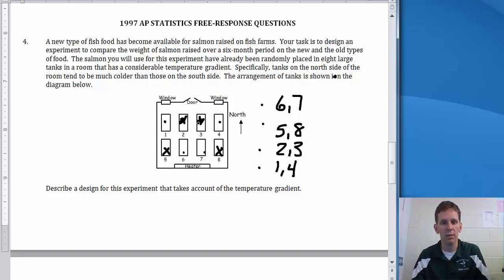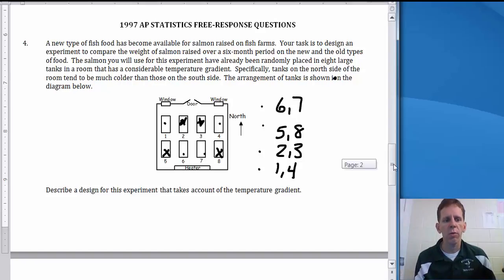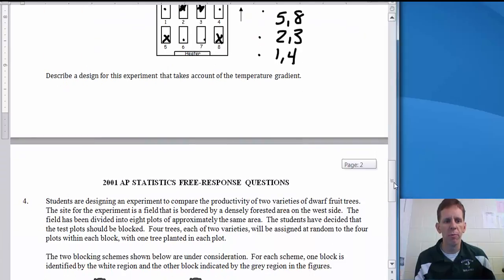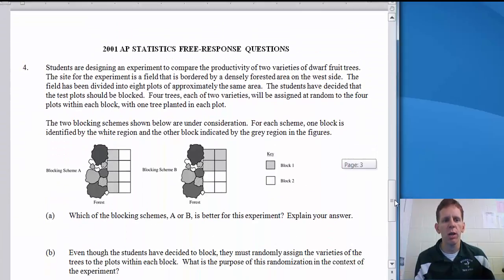blocked our tanks. We will eventually take a look at our last problem from the 2001 AP exam as well, which deals with blocking schemes and determining which of these is a valid blocking scheme. We'll come back to these a little bit later on in class.